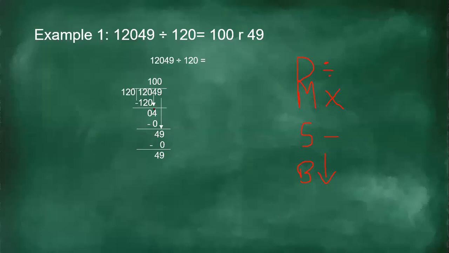For example, I find that after I brought down, I have 4. And I say 120 into 4, it's too small, it won't work out. So I put a 0 here. 0 times 120 is 0. 4 minus 0 is 4. Bring down the 9. And I put my 0 there because I've already written a number. Now I find this is 49. It won't work out because it's still small. So 120 won't divide the 49. Hence I put another 0. 0 times 120 is 0. 49 minus 0 is 49. There's nothing else to bring down. My final answer is 100, remainder 49.